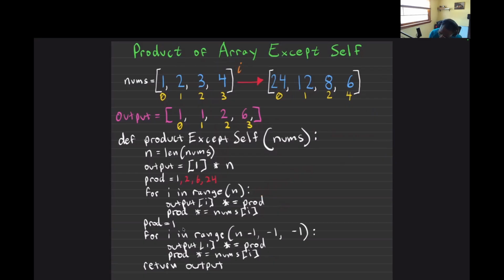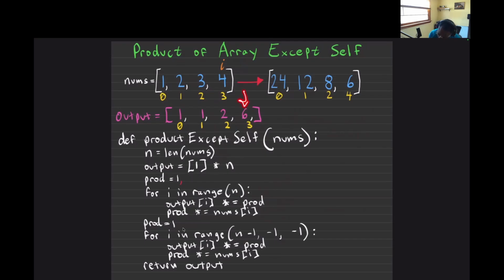And notice the pattern here. We're already starting to see that when we work backwards, we restart prod. So prod needs to be equal to 1 first. And now, for I in range n minus 1, like I mentioned, we're going to go this way. So we'll bring this back here, and we say output of I times equals prod. So output of this guy times equals prod, which is 1.